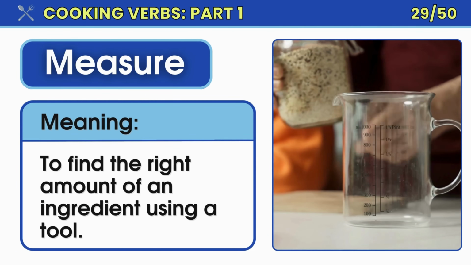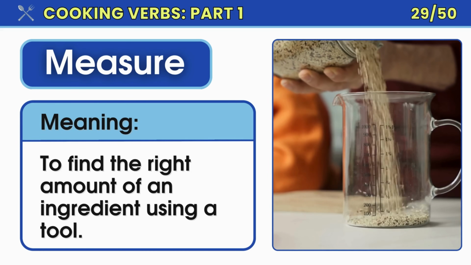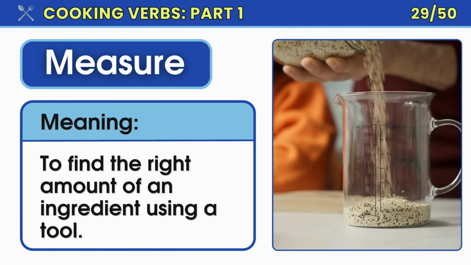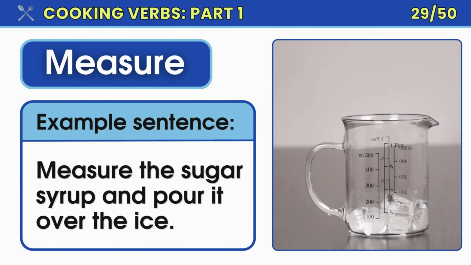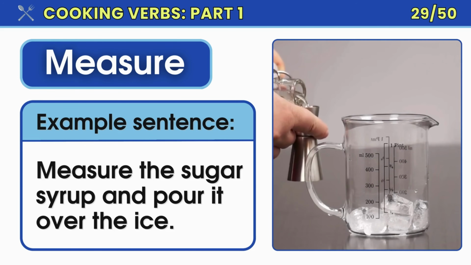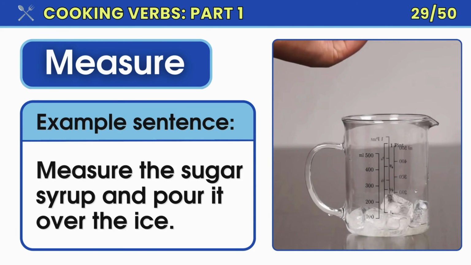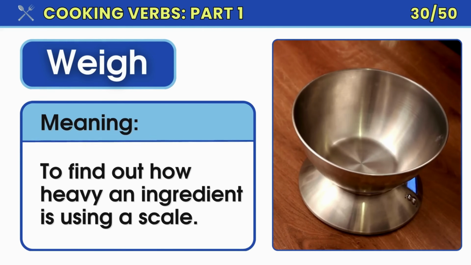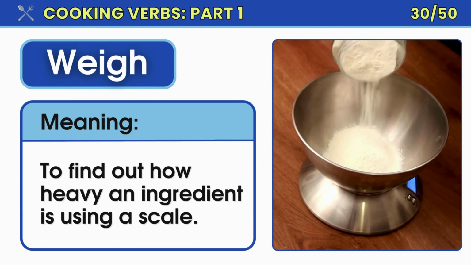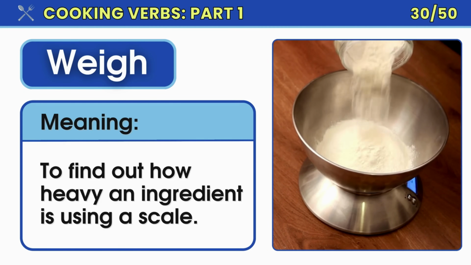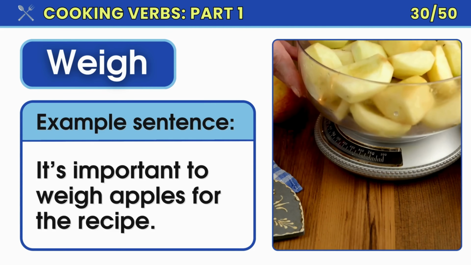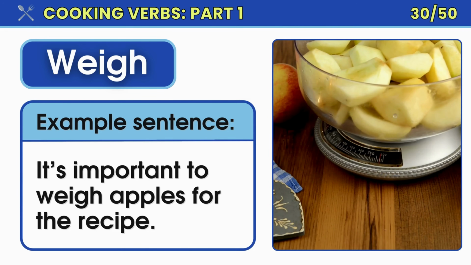To measure means to find the right amount of an ingredient using a tool. For example, measure the sugar syrup and pour it over the ice. To weigh means to find out how heavy an ingredient is using a scale. For example, it's important to weigh apples for the recipe.